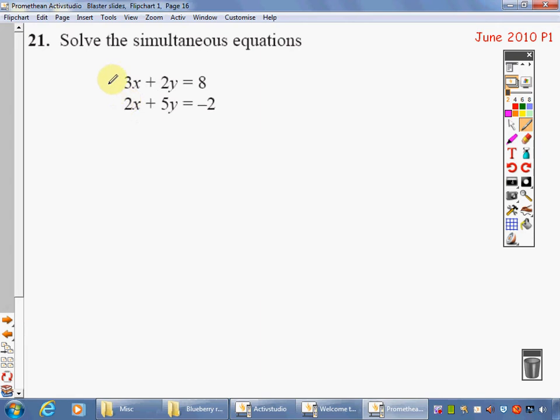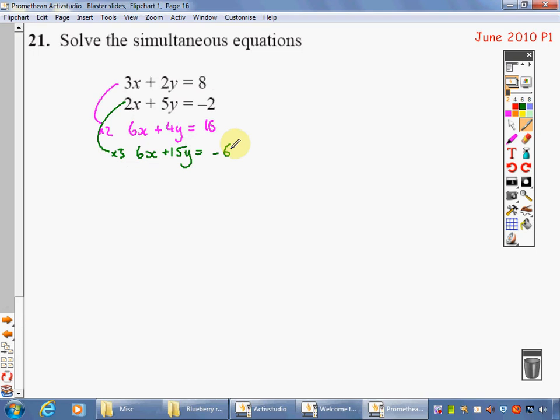So I'm going to times the top one by 2. That will give me 6x plus 4y equals 16. I'm going to change the colour of my pen and multiply the second one by a different number, and that number will need to be 3, so that the 2x becomes 6x as well. So I'm going to times that one by 3. 2 3s are 6, 15, so 6x plus 15y equals minus 6.